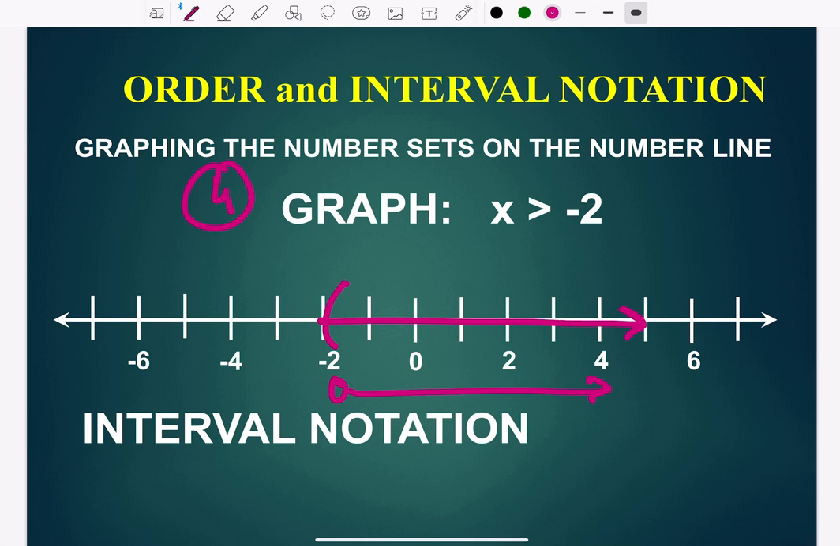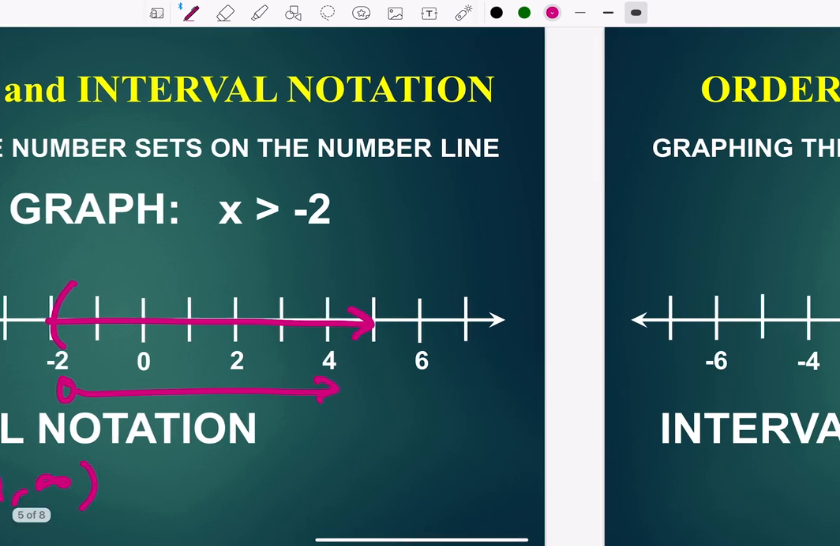So all the values all the way through positive infinity are going to make this inequality true. That means I will be using an open parenthesis for -2 to infinity. The interval notation would be -2 to infinity, and -2 gets a parenthesis. Infinity always gets a parenthesis because it does not really exist. It's just a really, really large number that we don't know what it is. So infinity never gets a bracket, always gets a parenthesis.